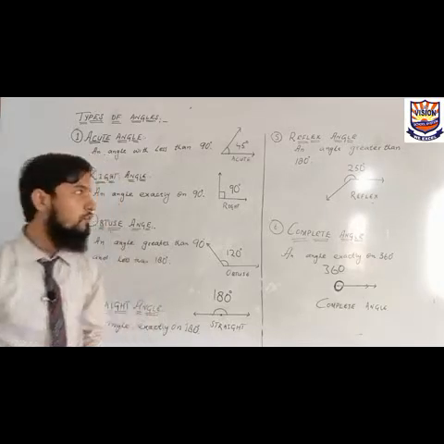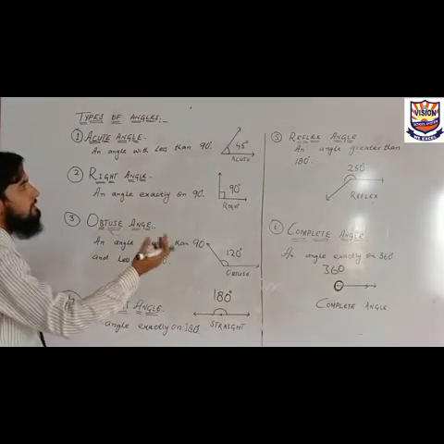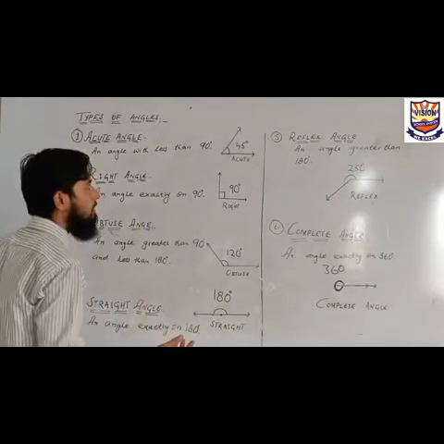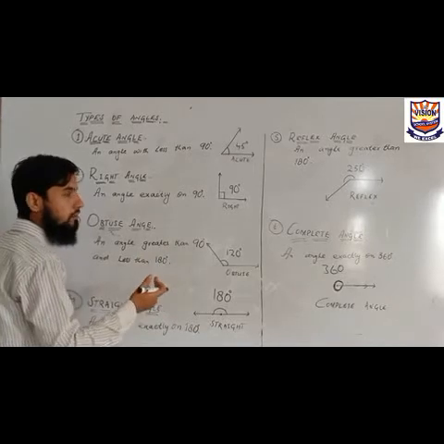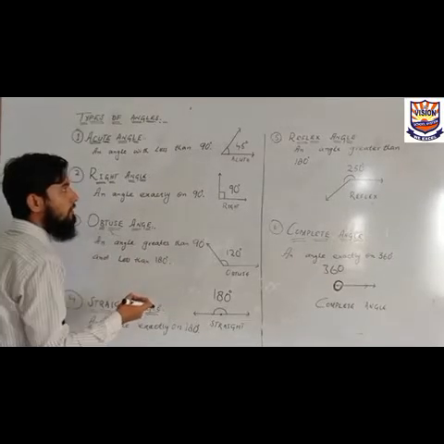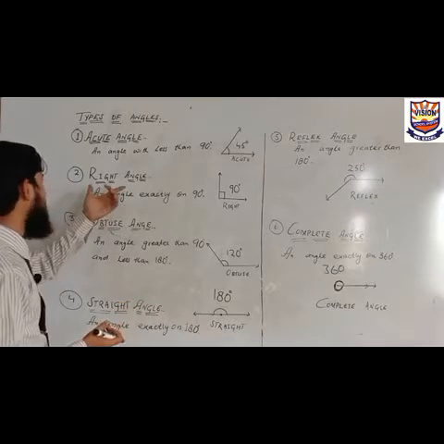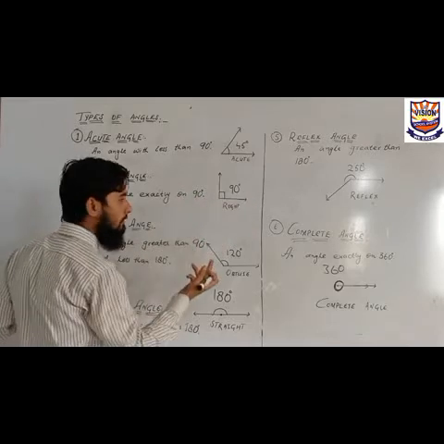Now there are some types of angles. First type is acute angle. An angle with less than 90 degrees is called acute angle. For example, an angle of 45 degrees is called acute angle. An angle of 80 degrees is called acute angle. Now the second one is the right angle. An angle exactly of 90 degrees is called right angle.